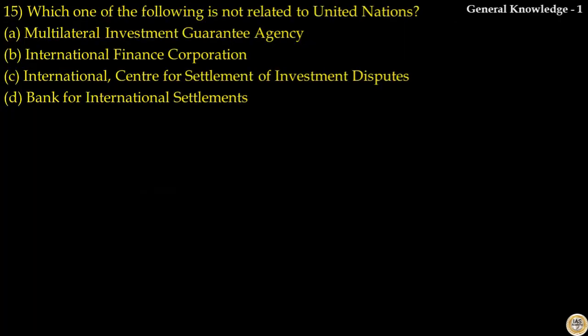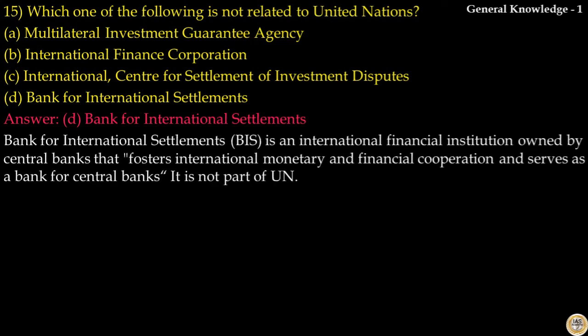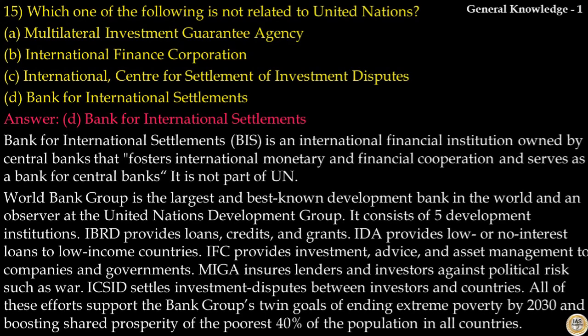Question number 15. Which one of the following is not related to United Nations? Options are Multilateral Investment Guarantee Agency, that is MIGA, International Finance Corporation, that is IFC, International Center for Settlement of Investment Disputes, that is ICSID, Bank for International Settlements, that is BIS. The answer to this question is option D, Bank for International Settlements, that is BIS. BIS is an international financial institution owned by central banks that fosters international monetary and financial cooperation and serves as a bank for central banks. It is not part of the UN. So here the answer to this question is option D.